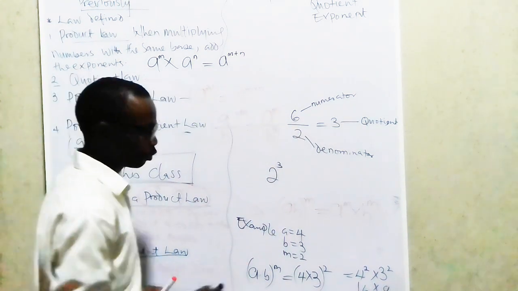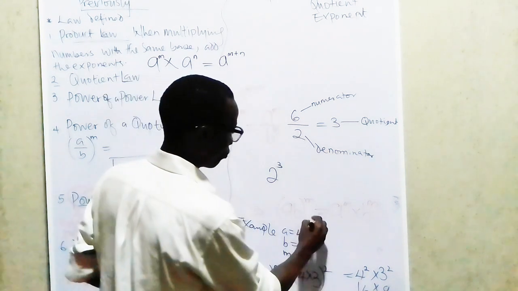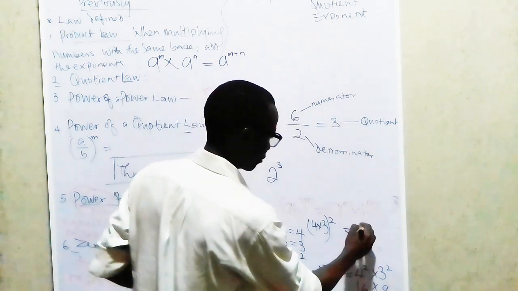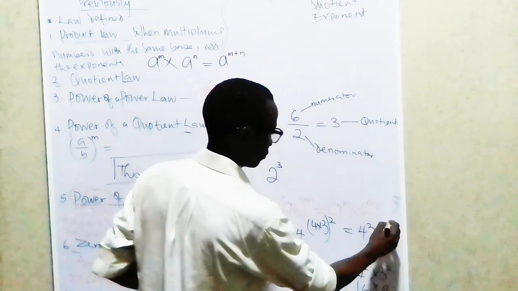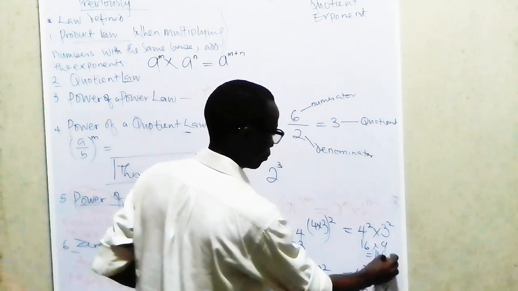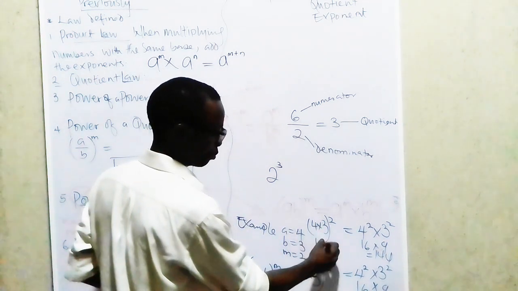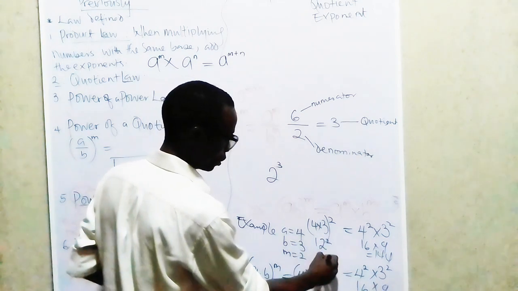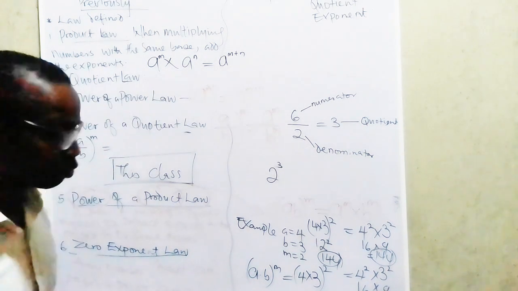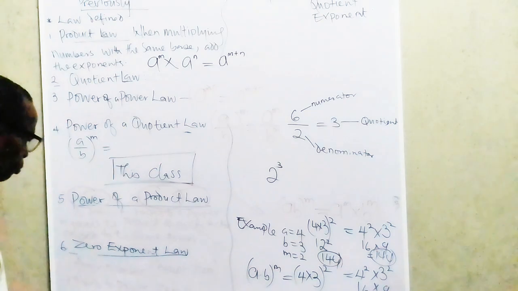So that's what it means. 4 times 3 raised to the power 2 is still the same thing as 4 raised to the power 2 times 3 raised to the power 2. 4 raised to the power 2 is 16, times 9. 16 times 9 is 144, and if you do it this other way, 4 times 3, 12, raised to the power 2, 12 raised to the power 2 is 144. So you see, that's what the rule states. Now let's go to the last for this video, the zero exponent law.